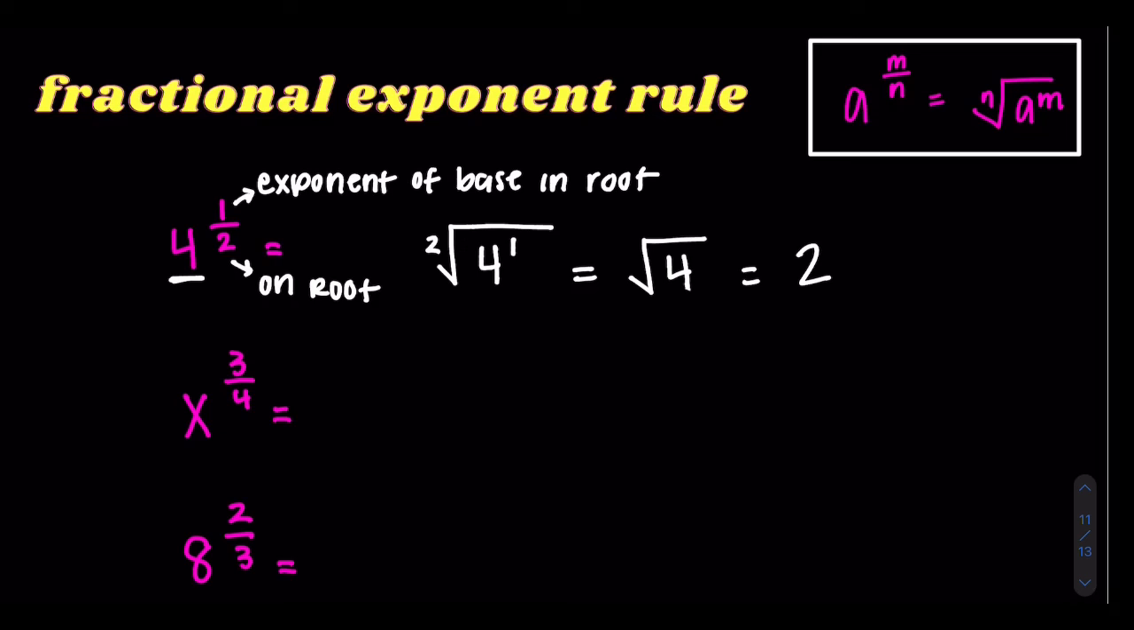Let's do the same thing with x to the 3/4 power. We write our root. Our base goes in the root, which is x. Its exponent is going to be the numerator, so it's going to be 3. Then on the outside of the root, we put the 4.